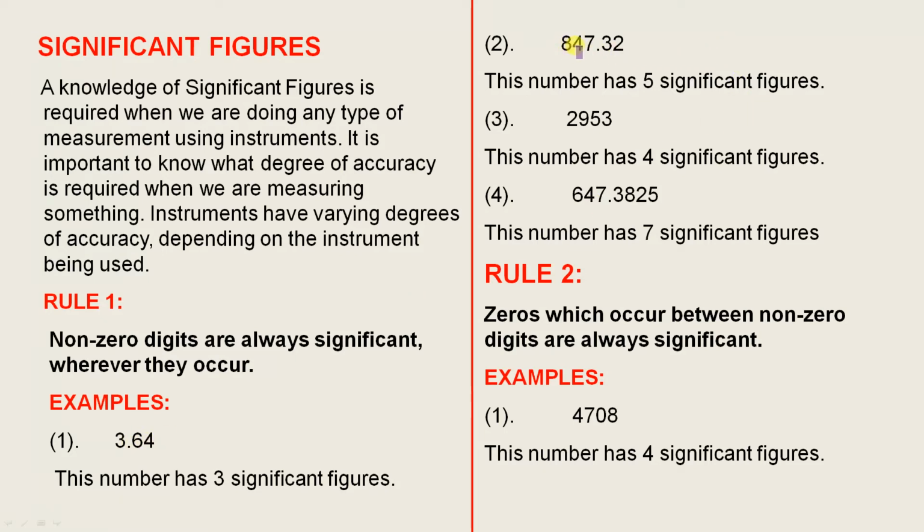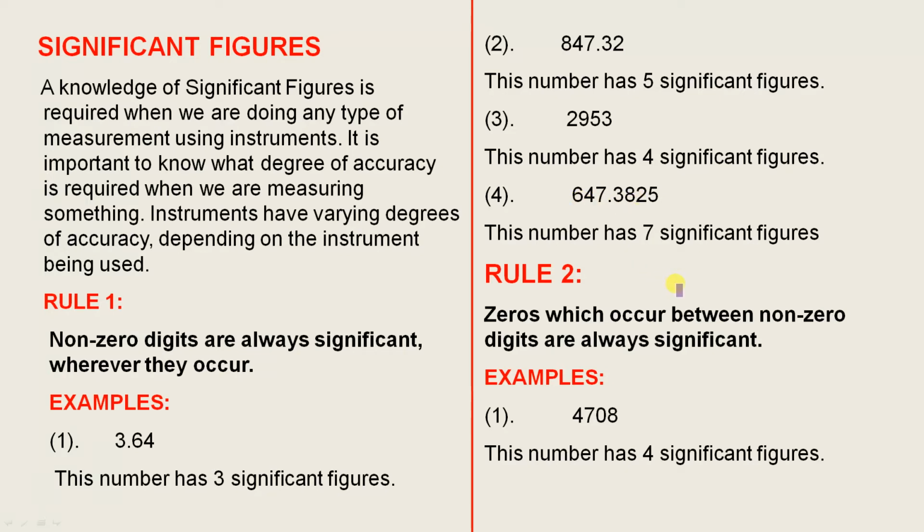Here we have 5 digits, therefore we have 5 significant figures. Notice there's a decimal point. Here we do not see any decimal points, but there are still 4 significant figures because they're non-zero digits. And here we have 7 significant figures, all non-zero digits.